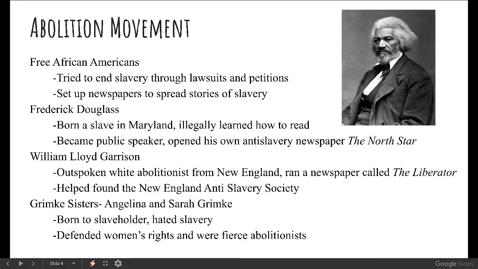And then we have the Grimke sisters, Angelina and Sarah Grimke, born to a slaveholder, but they grew up hating slavery. They saw firsthand what it was like. And so they're going to participate not just in the abolition movement, but in the women's movement as well. They were fierce abolitionists, and as they were questioning what was happening to slaves, they also started to question what was happening for their own gender, women's rights. If we're trying to get equality for African Americans, what about women? Women should be treated equally as well.